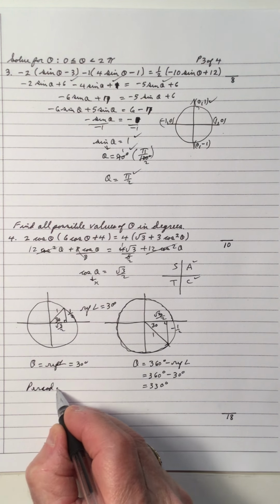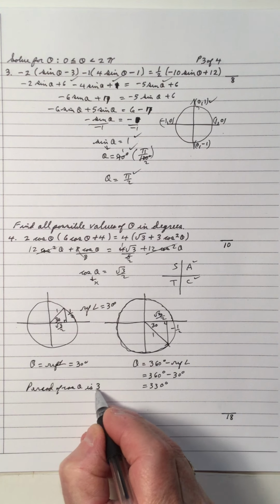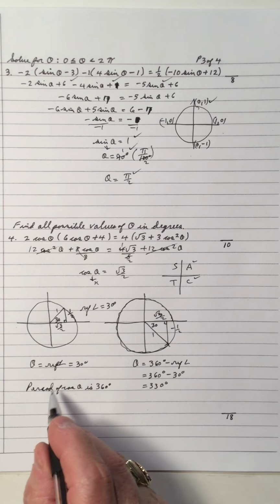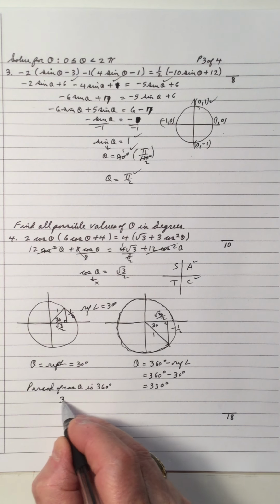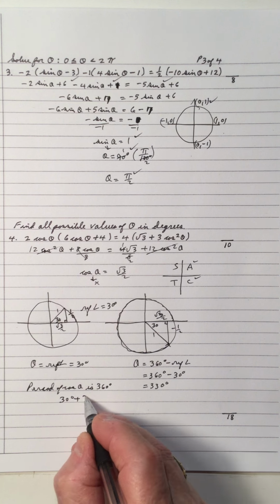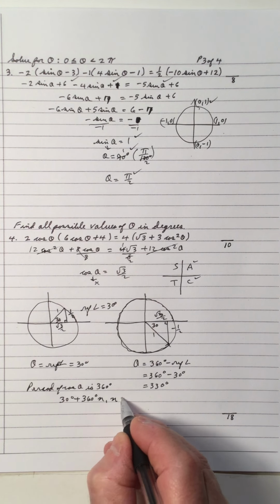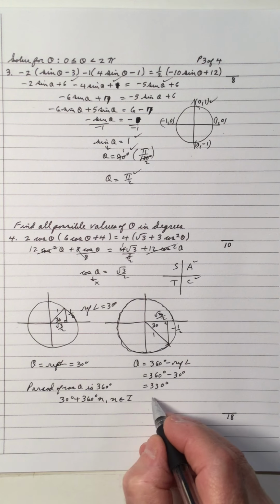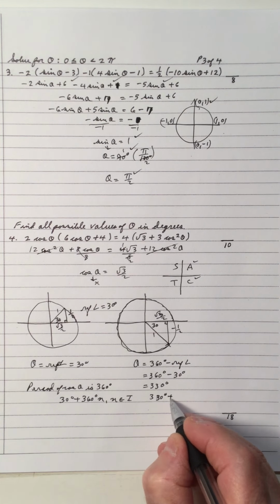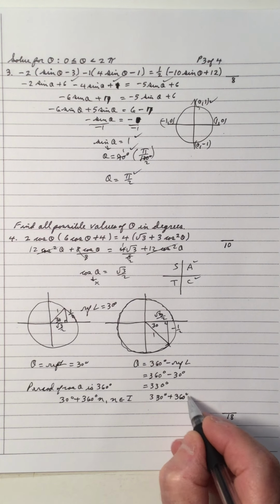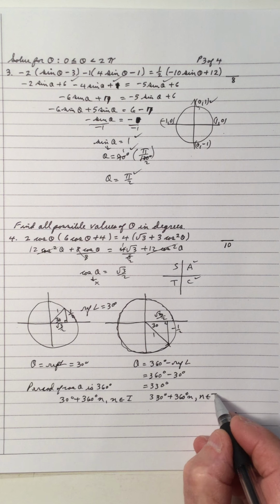And we want all the solutions. So the period of cos theta is 360, or 2 pi in radians. So all of them is 30 add on 360 n, where n belongs to the integers. And we have 330 degrees here. And we add on 360 n, where n belongs to the integers.